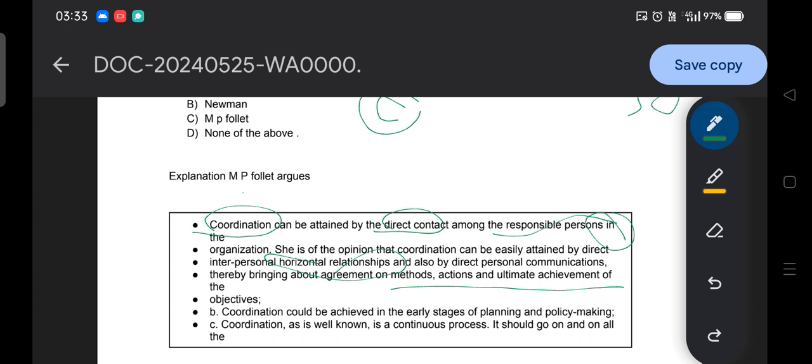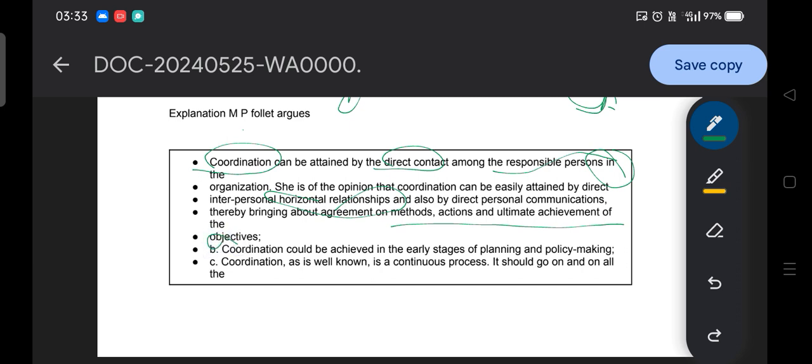For example, it is a horizontal relationship between two employees in an organization. Employee A and employee B should make direct contact instead of going through the hierarchy or the chain of command. So this is how direct contact works.